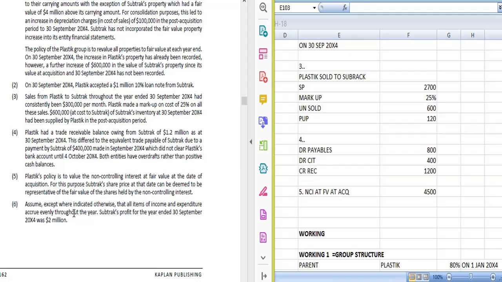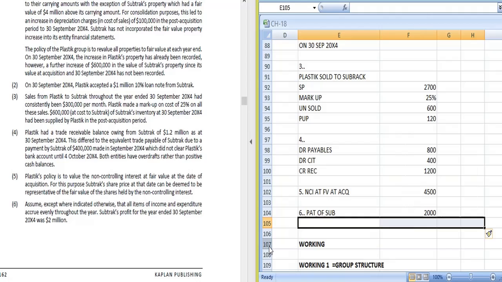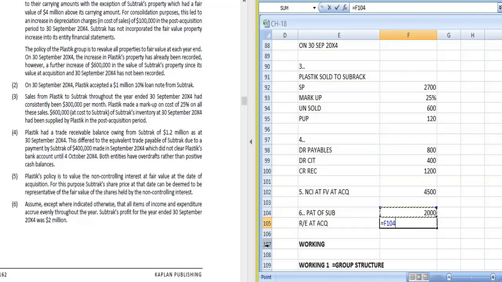So next point is 6. Assuming, except where indicated otherwise, that all items of income and expenditure accrue evenly throughout the year, subtract profit for the year ended 30 September 2004 was 2 million. So basically this information, profit after tax of subsidiary, is given for calculation of net asset, retained earnings at acquisition. In the previous video I have given the formula for how to calculate. If you have watched that video, you can easily calculate. So I will explain once more.